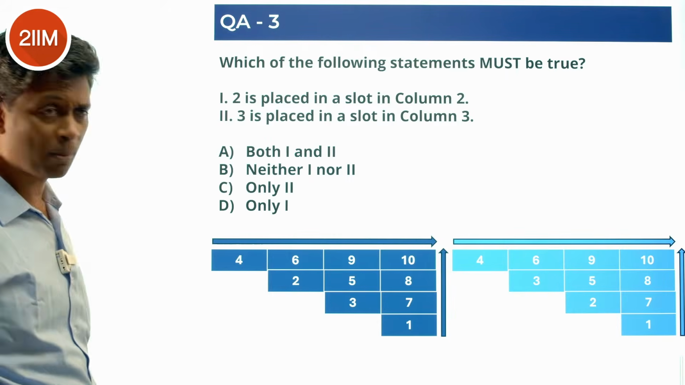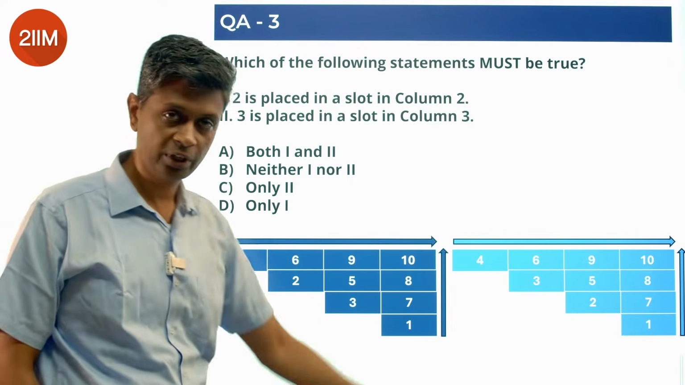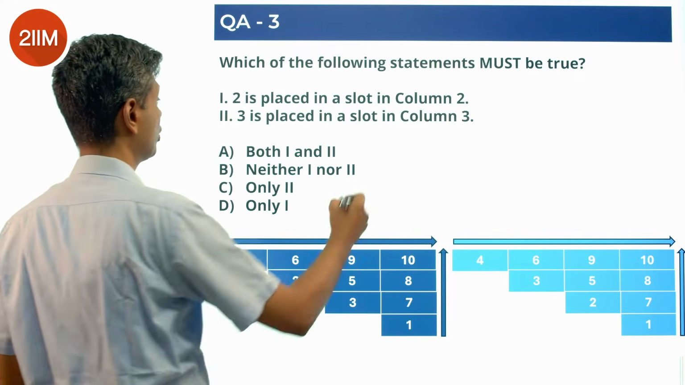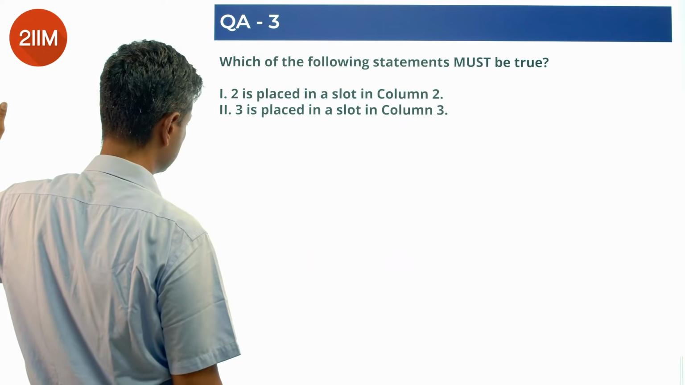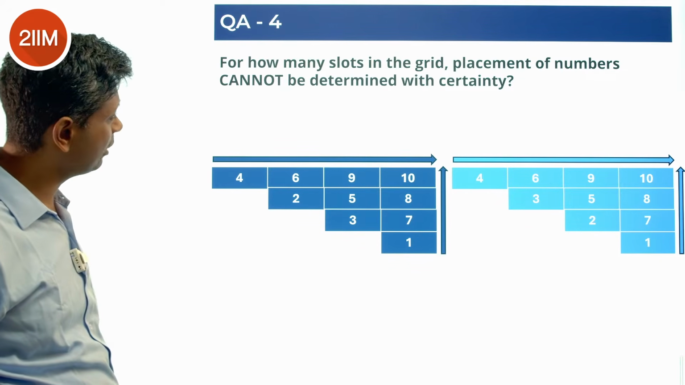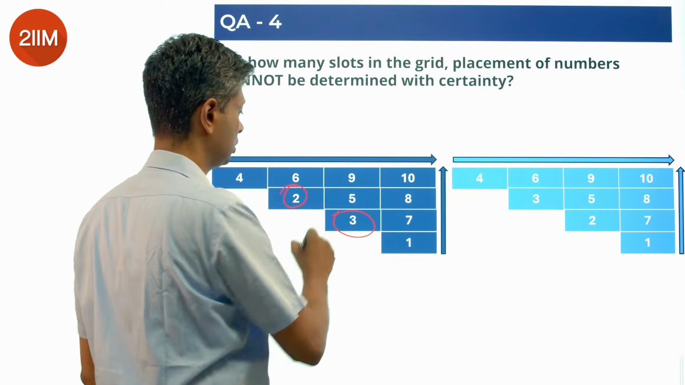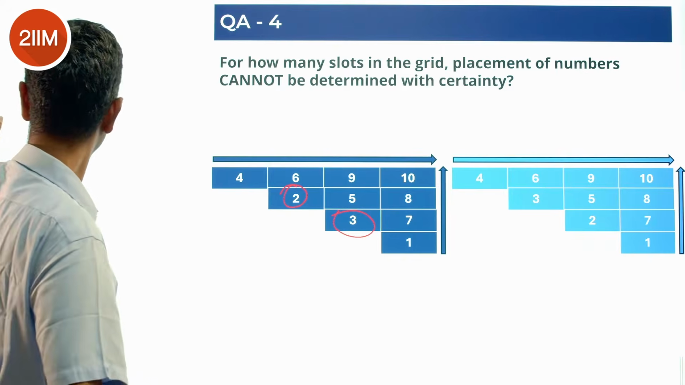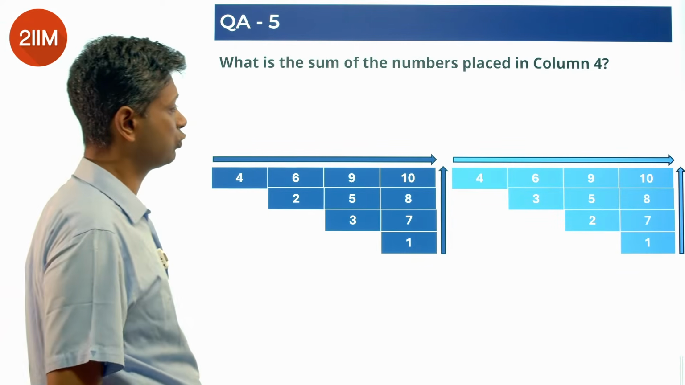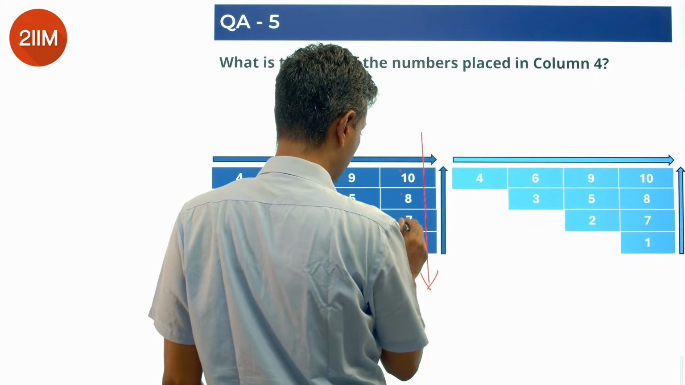Which of the following statements must be true? 2 is placed in a slot in column 2. No, 2 could be in column 3. 3 is placed in a slot in column 3. No, it could be in column 2. Neither 1 nor 2. Done. For how many slots in the grid, placement of numbers cannot be determined with certainty? These two. What are the sum of the numbers placed in column 4? Column 4 is fixed. No variability here. 10 plus 8, 18, 25, 26.